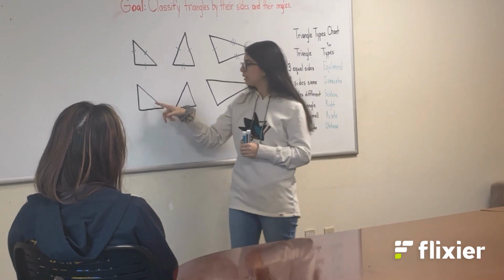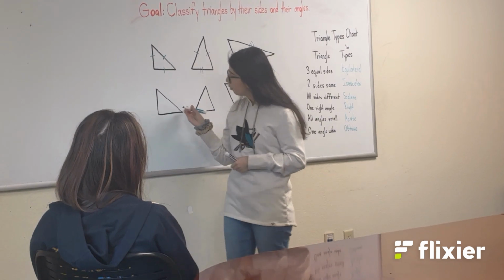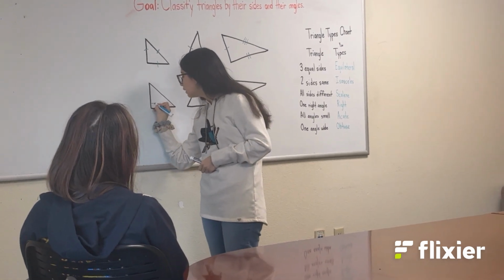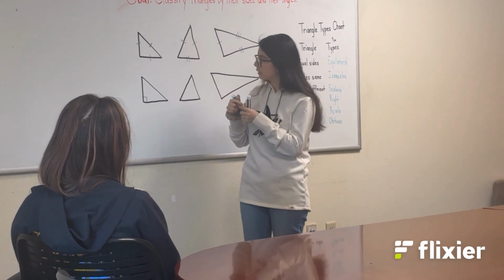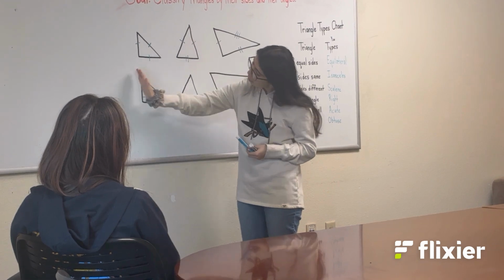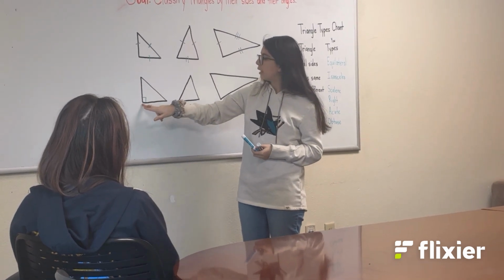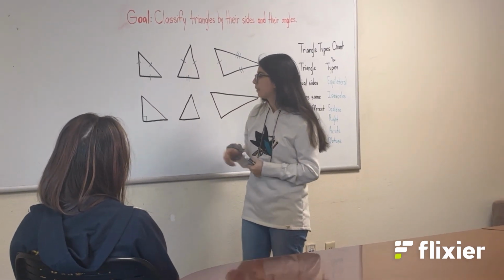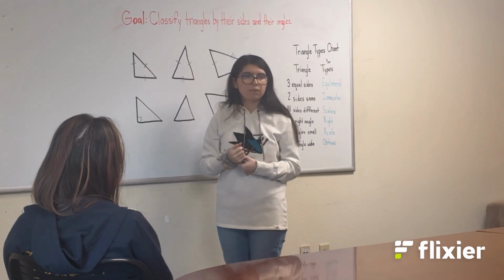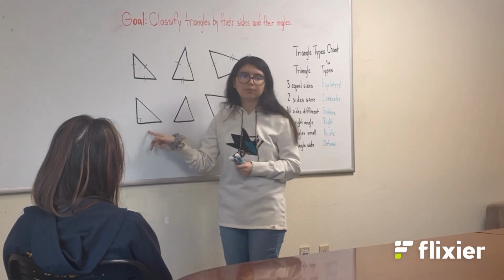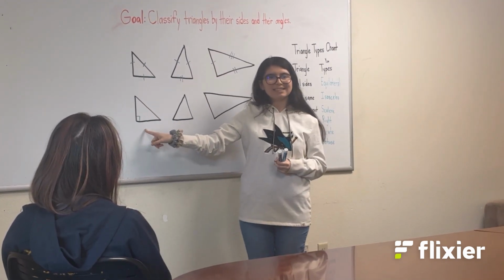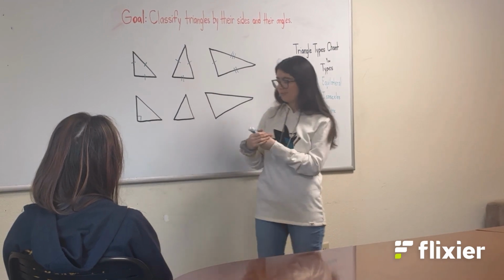Now, what makes this a right triangle? Well, one of the angles is 90 degrees, meaning it is perpendicular right here on these two sides. These other two angles are 45 degrees. So could you repeat with me? What kind of triangle is this? Right triangle. Right triangle. Perfect.